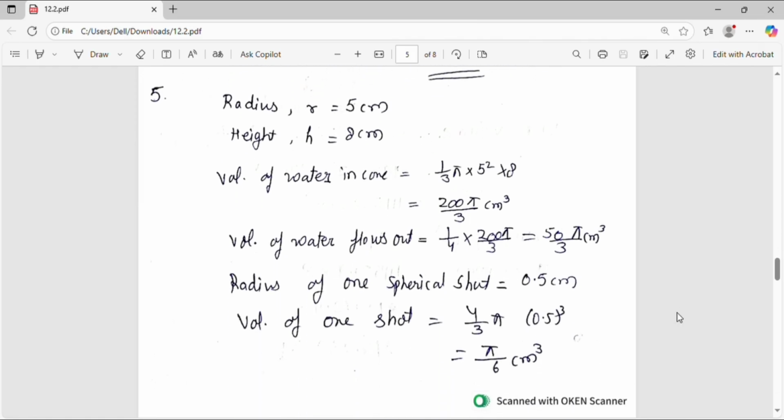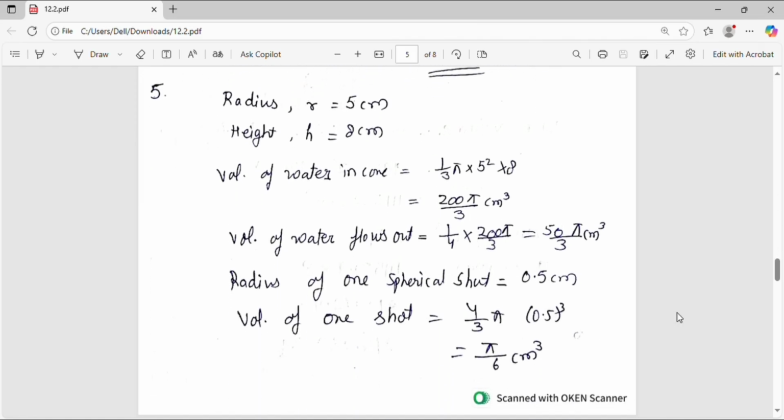A vessel is in the form of an inverted cone. Its height is 8 centimeter and the radius of its top, which is open, is 5 centimeter. It is filled with water up to the brim. When lead shots, each of which is a sphere of radius 0.5 centimeter, are dropped in the vessel, 1/4 of the water flows out. Find the number of lead shots dropped in the vessel.